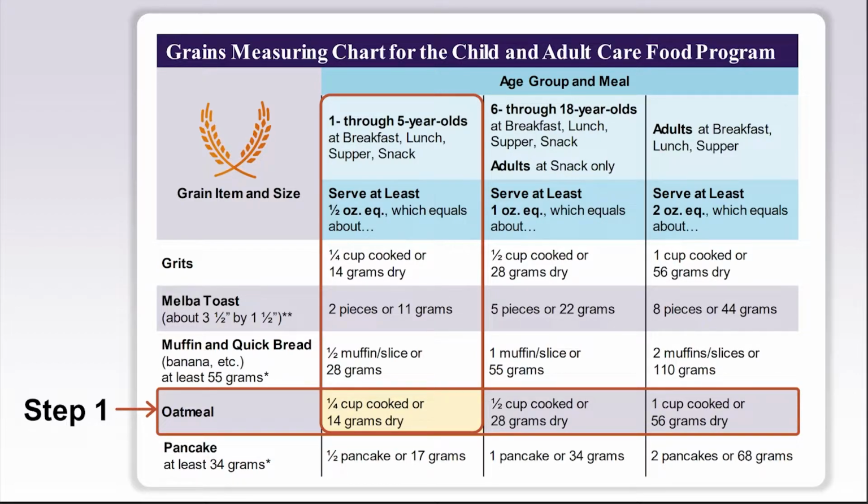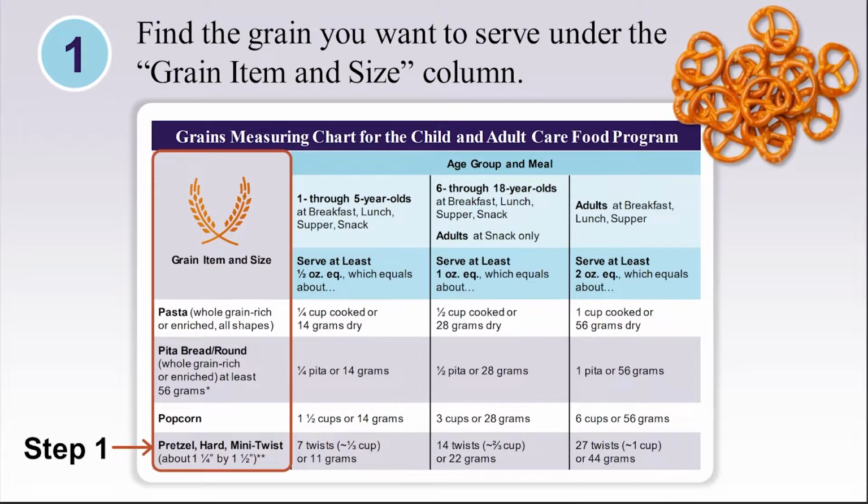Now, as we mentioned, the popcorn and the oatmeal do not have any weights or sizes listed next to them. However, some items on the chart have weights or sizes listed next to them. So let's take a closer look at how you would use a chart for those types of foods. The first step is the same. We find our food in the chart. Now let's take a look at the mini twist hard pretzels. They are sometimes also called tiny twist, and an example of these pretzels is shown on the screen.